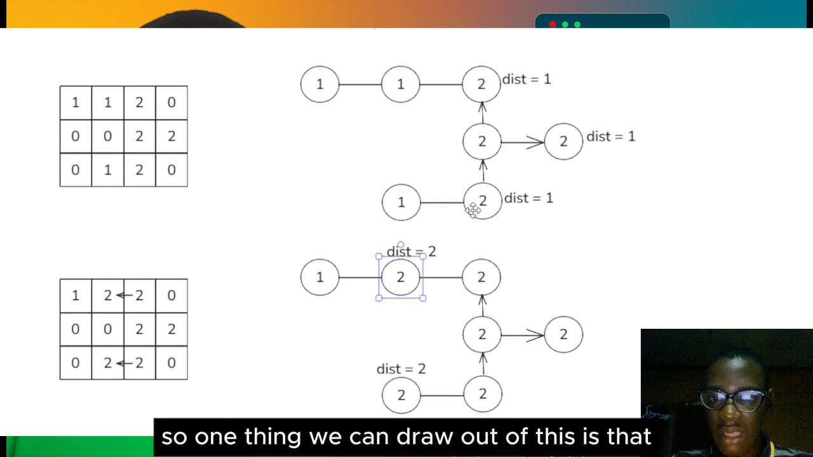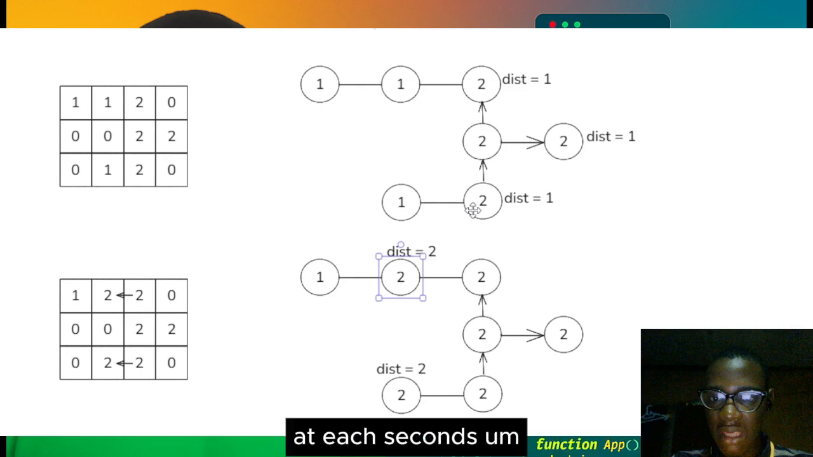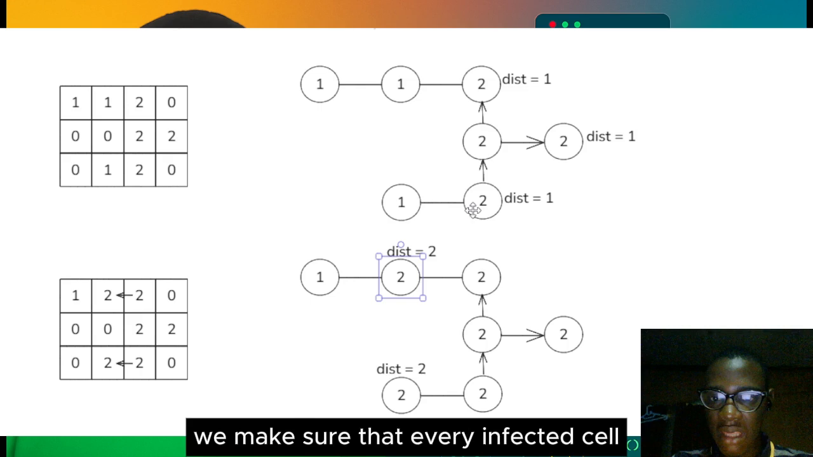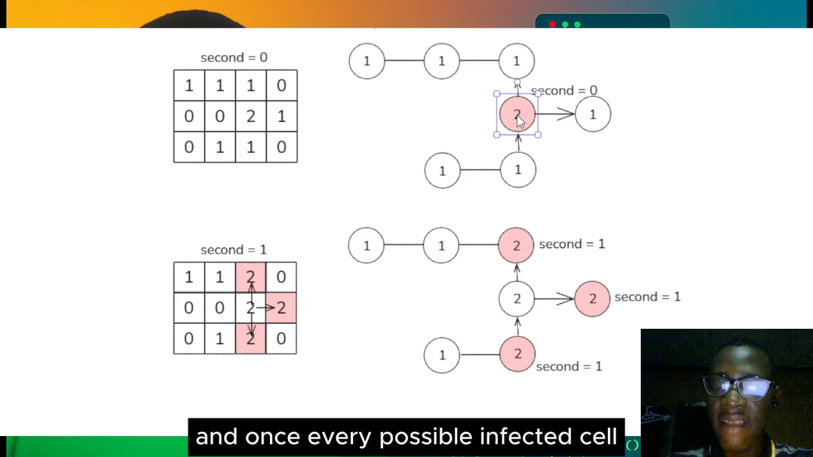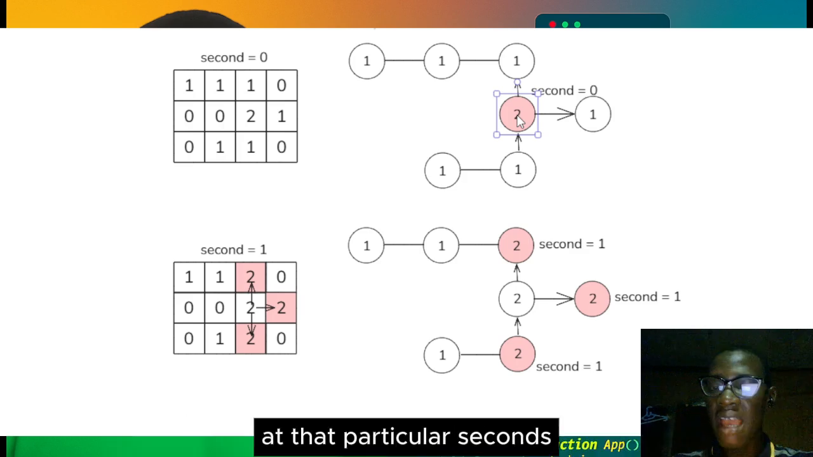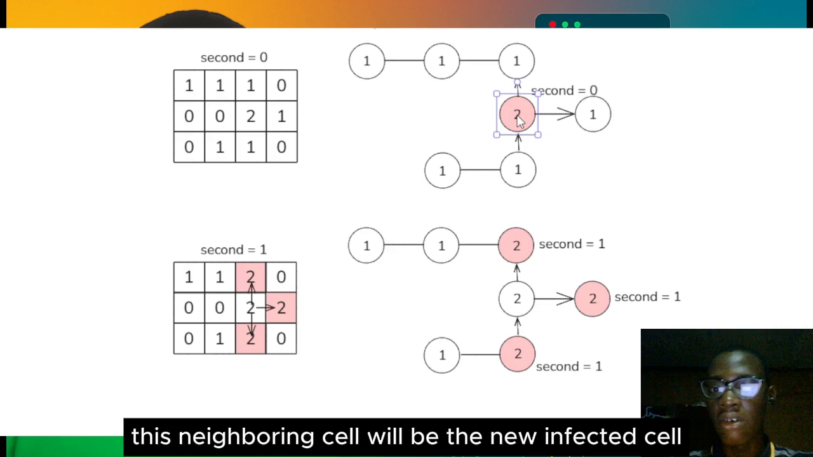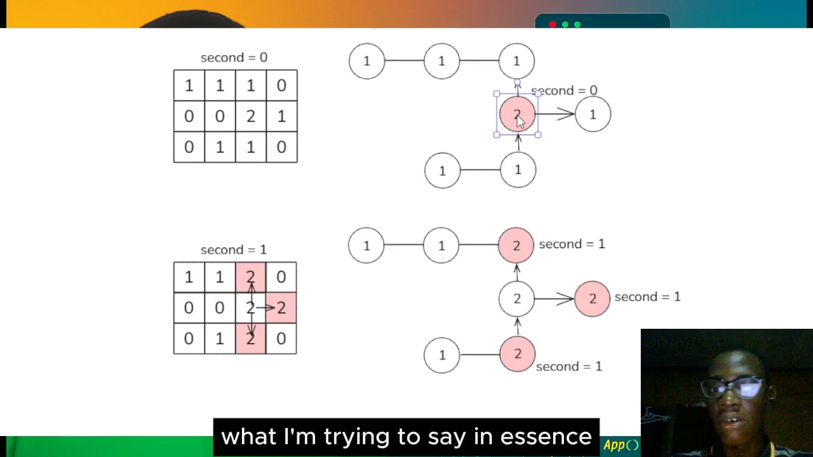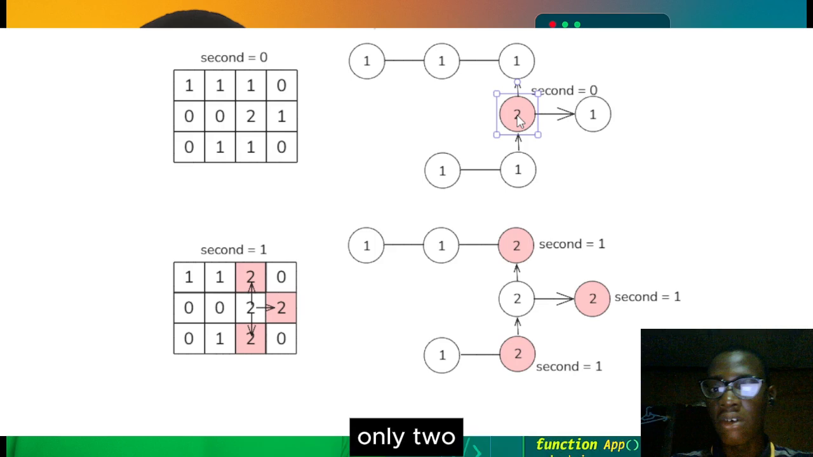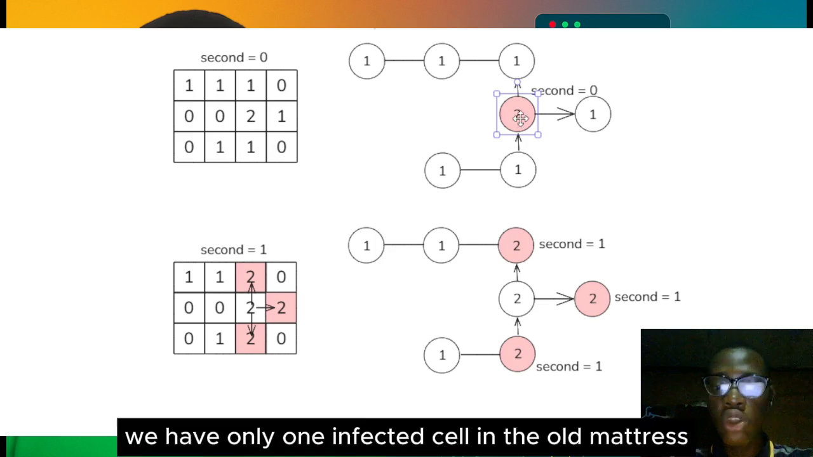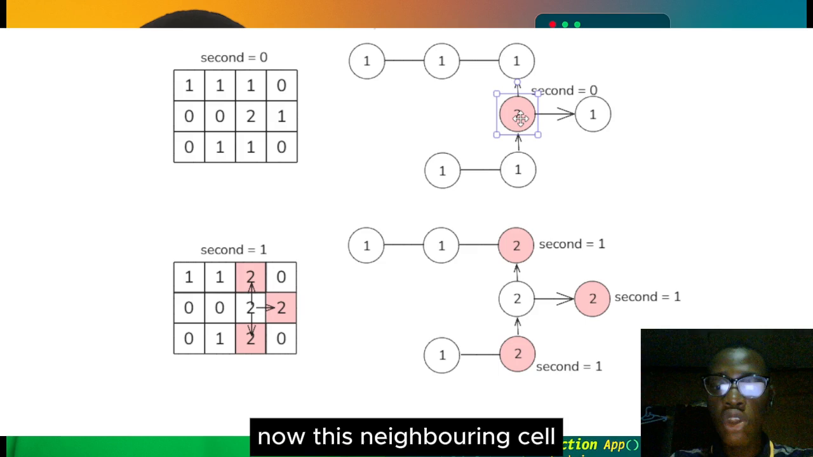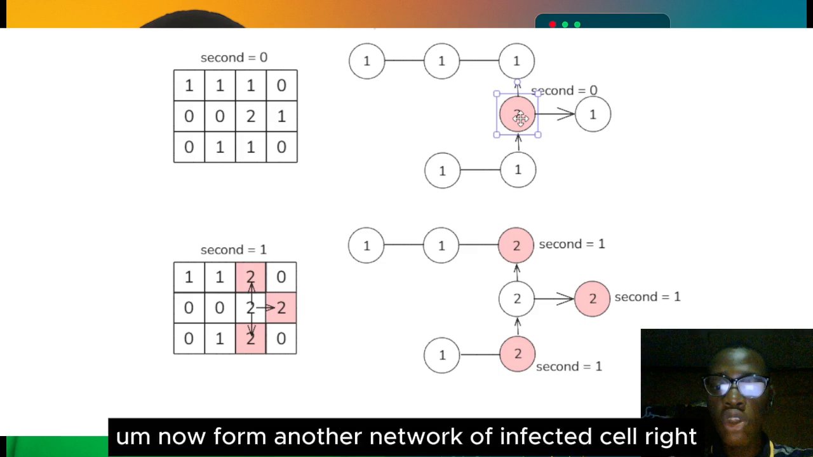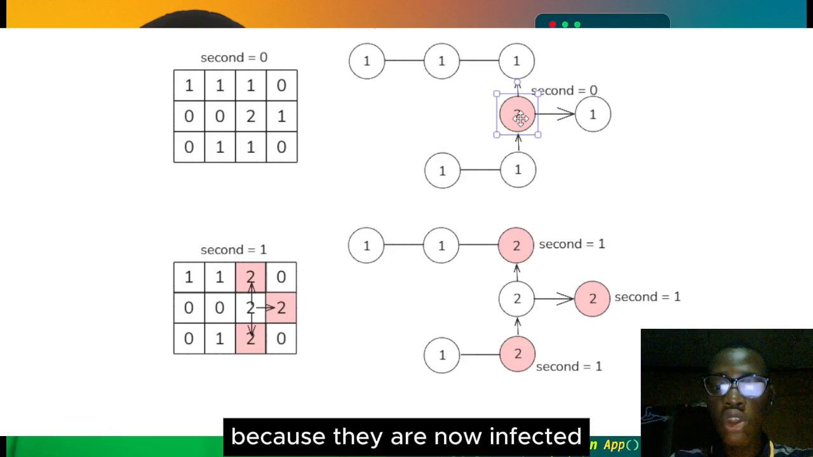So one thing we can draw out of this is that at each second, we make sure that every infected cell has the opportunity to infect its neighboring cells, and once every possible infected cell at that particular second infects the neighboring cells, these neighboring cells will be the newly infected cells. What I'm trying to say in essence is that at second 0, we have only 1 infected cell in the whole matrix, and this infected cell is going to infect its neighboring cells. Now these neighboring cells form another network of infected cells, right, because they are now infected.